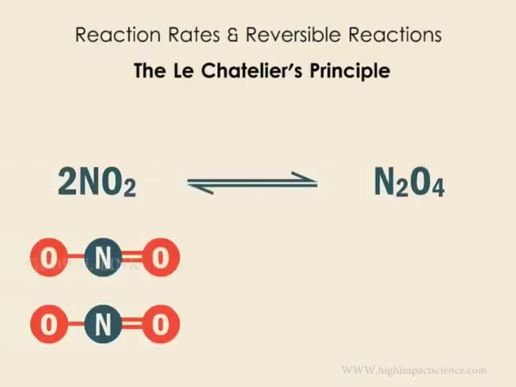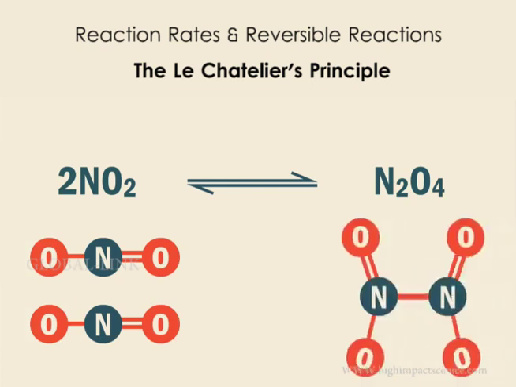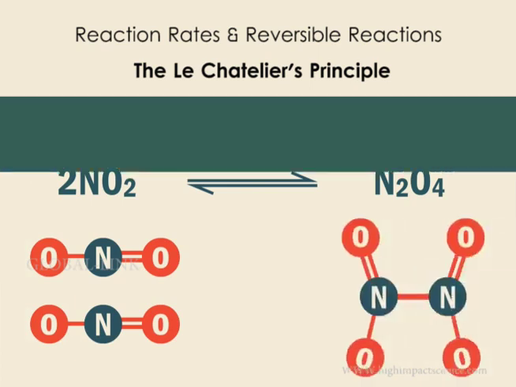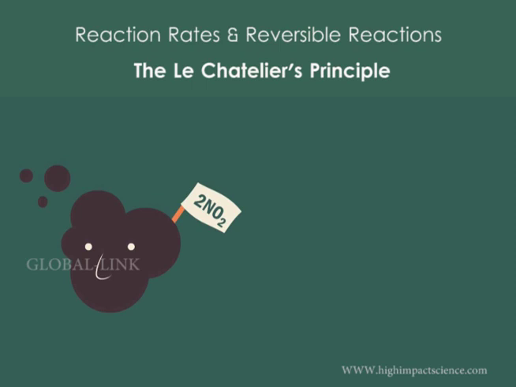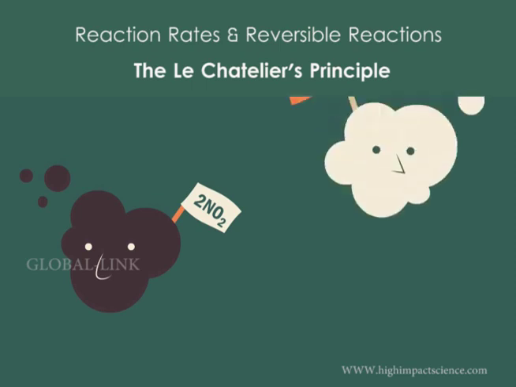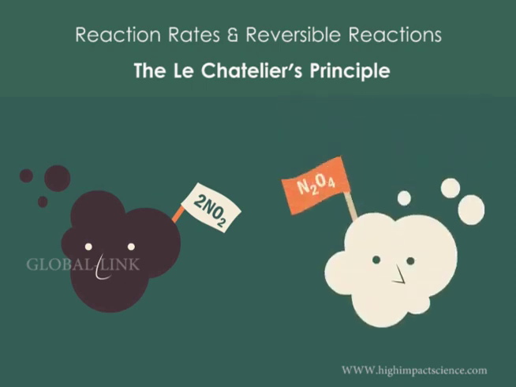The conversion of nitrogen dioxide to dinitrogen tetraoxide is an exothermic reaction. Nitrogen dioxide is a brown gas, whereas dinitrogen tetraoxide is a colorless gas. What observations will be made if the temperature is decreased or when the temperature is increased?